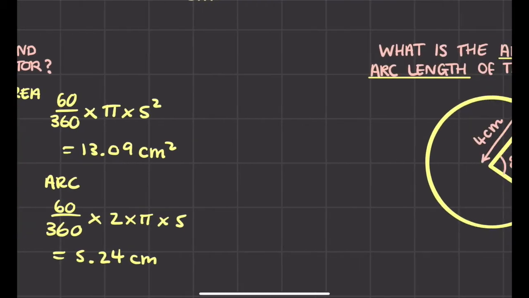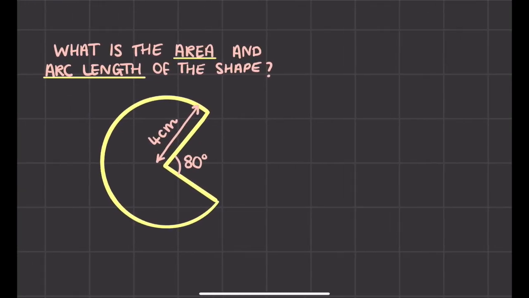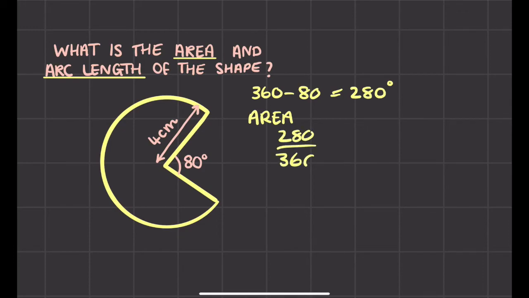Right, and the last example here, we've got a Pac-Man looking shape, and the area for this one. Now, I've been given that angle there. I want to know the interior angle of this shape. So how do I work that out? Well, that's going to be 360 degrees, take away that 80, and what does that leave me with? That leaves me with 280 degrees. So for the area, I've got 280 degrees out of the total 360, and that's pi times r squared for the total area, so pi times 4 squared.